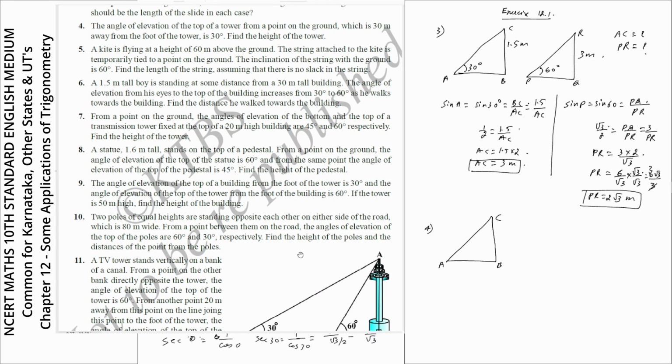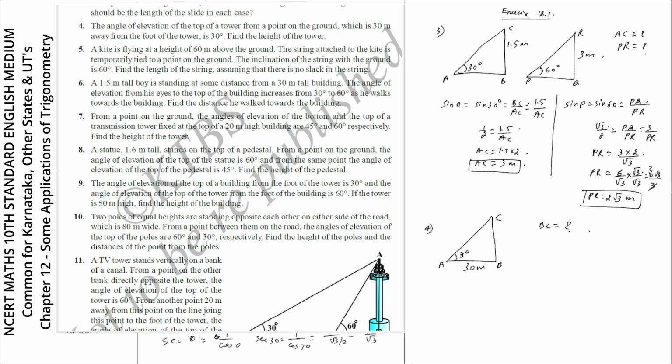A, B, C. BC is the tower, and from point A, if we see the top of the tower, it makes an angle of elevation of 30 degree. And the distance of point A from the foot of the tower, that is from point B, is 30 meters. Now I should find the height of the tower. What is the height of BC?